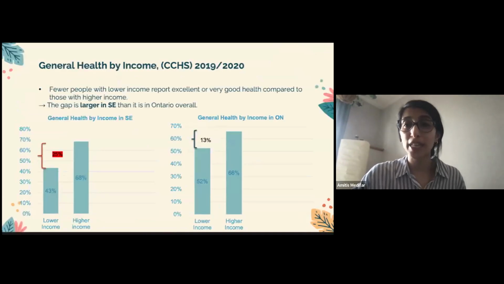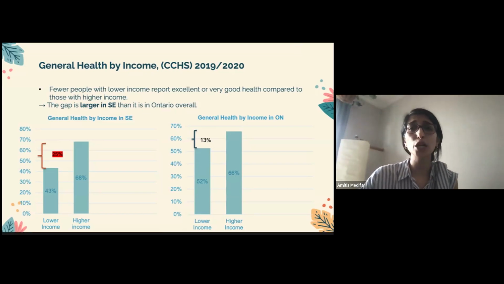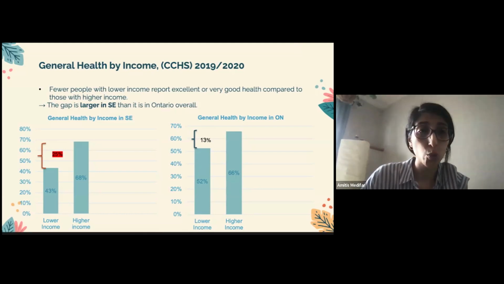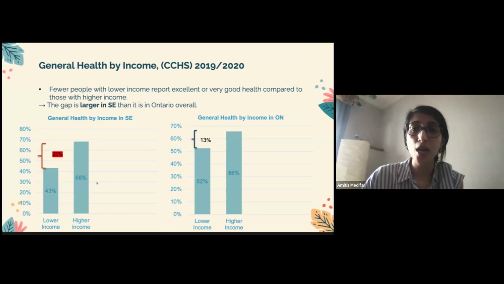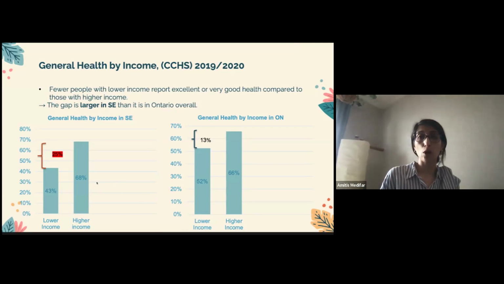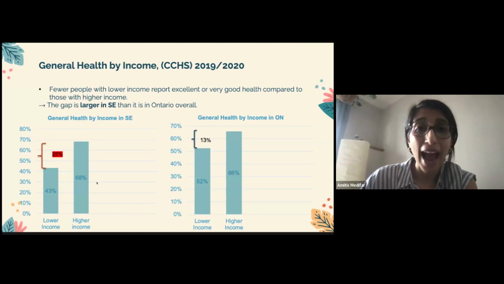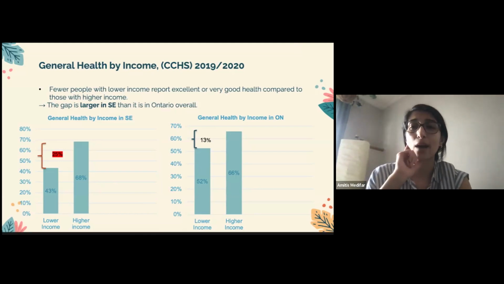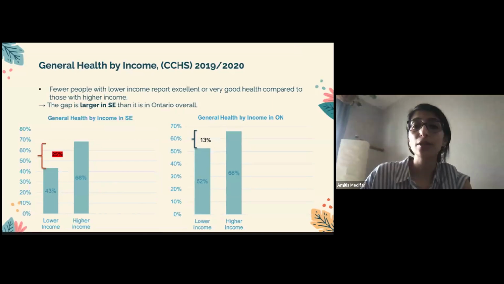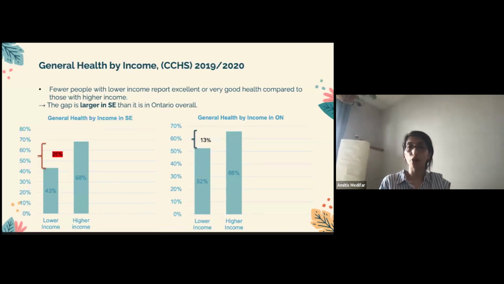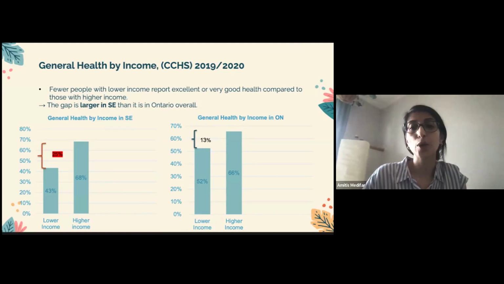So now I'm going to move into the actual topics and stratifiers I focused on, starting with general health by income. In the Southeast region, fewer people with lower income report very good or excellent health compared to those with higher incomes. And that's not unique to us, but the gap is larger here. You can see that in the numbers: a 25-point gap in our region, 13 points in Ontario overall. Income affects access to resources, housing, food, stress, and ultimately health, so the fact that this gap is wider here in our region suggests we need to pay close attention to how income-based inequities are playing out in our community.